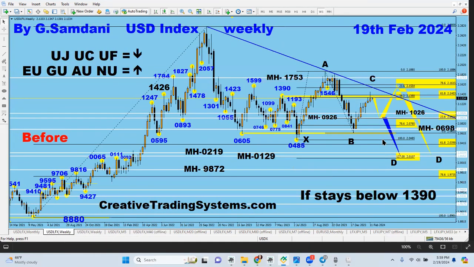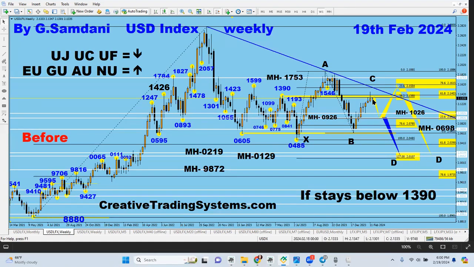This is the chart that I really like to see. It shows both scenarios, right? First scenario is this. Second, it could go up, hit the TL, and then drop, right? But that will happen only if it goes above 1390. But if it stays below 1390, it's going to drop here. Then it may go up and hit the TL and then even break it and go all the way up here, 1600 area, excuse me, 1599, and then drop from there, right?